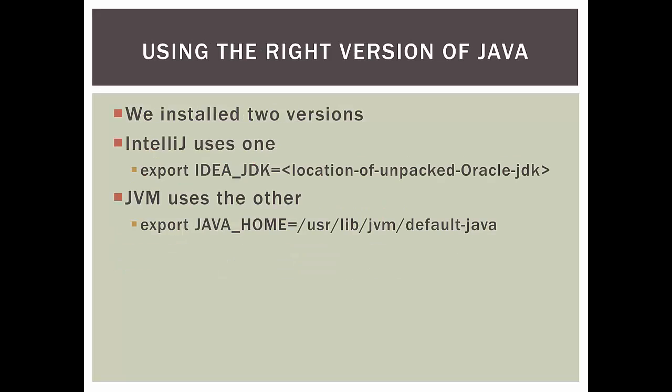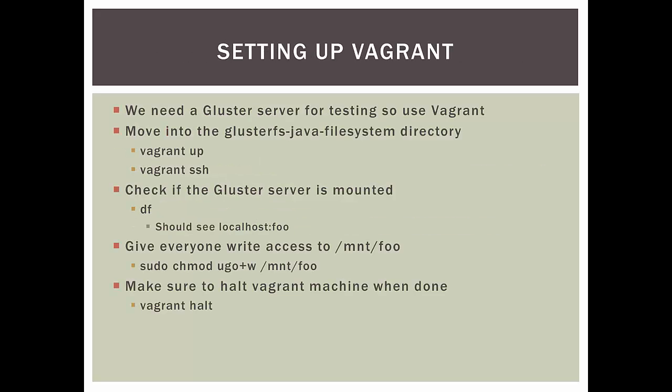You may have noticed that we now have two different versions of the JDK installed: the Oracle version and the OpenJDK. We want to make IntelliJ run off of the Oracle version, and we want the OpenJDK version to be the default Java. This is done through two commands. From this point, it's smooth sailing.